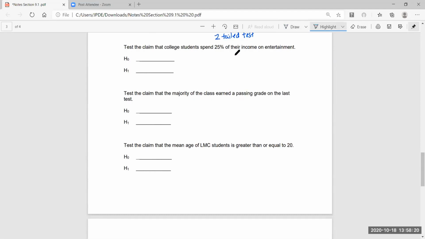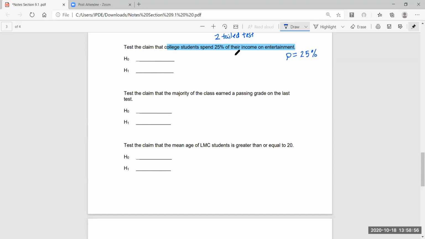Test the claim. And you notice that the claims kind of announce themselves. That helps a little bit. Test the claim that college students spend 25% of their income on entertainment. Okay. This one sometimes students have a harder time with. You don't see a greater than, you don't see a less than. College students spend 25%, equal to 25%. So our proportion here is equal to 25%.